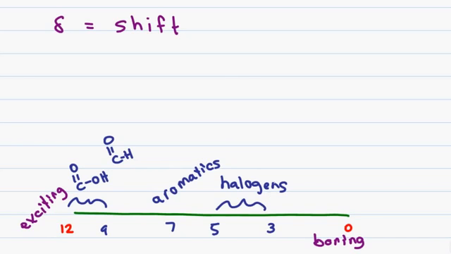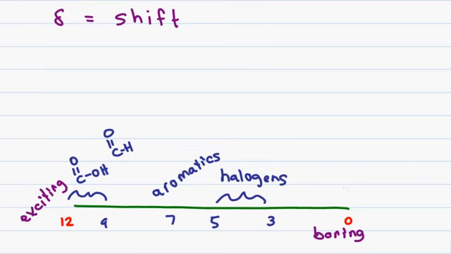However, look at your halogens. Your halogens are more exciting and therefore will shift your value towards the left. Aromatics are even more exciting because they have their own electric field, giving you values around 7. And finally, the hydrogen on a carboxylic acid or aldehyde are next to such strong groups, these will shift all the way to the left.